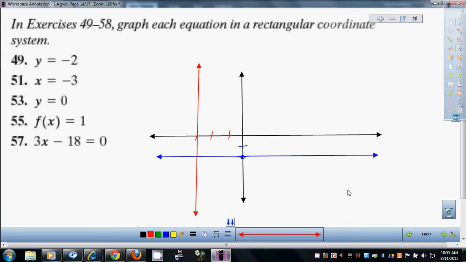It shouldn't be sloped. What about 55? What do you think? Horizontal or vertical? Horizontal, because f of x stands for y. So that basically says y equals 1. What about 57? What do I do there? That's right. Solve for the x, basically. Divide and graph it from there. Same as 51.